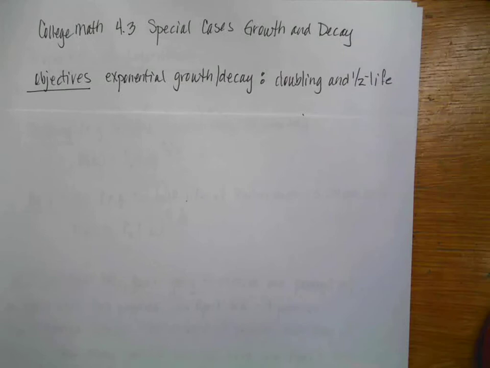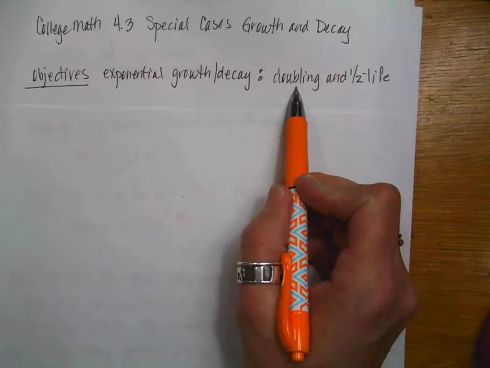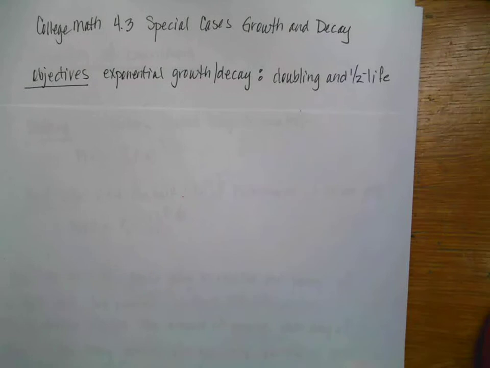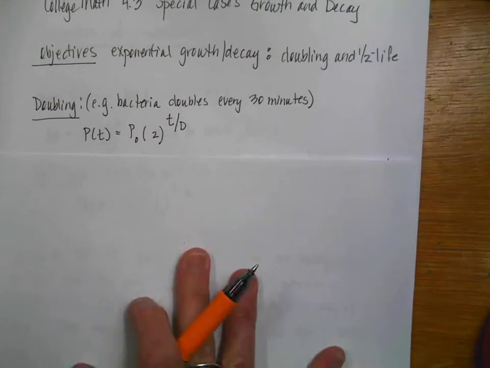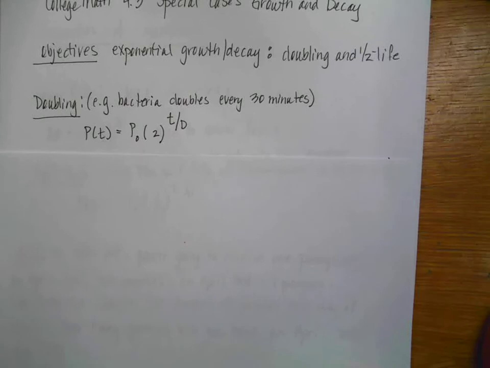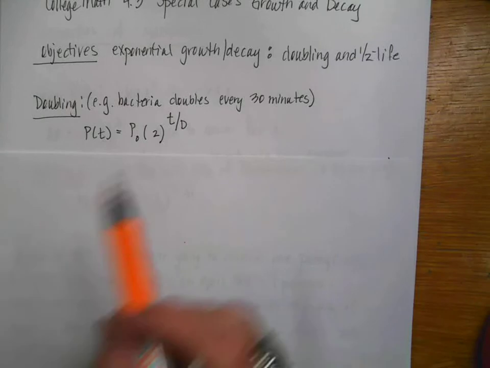Hello, Math Humans. We're going to continue our work with exponential growth and decay today. And today we're going to be looking at two special cases: the doubling and the half-life. So there are two formulas. Really, we still have the same formulas, but we're going to go ahead and use these formulas because it might make the math seem easier.